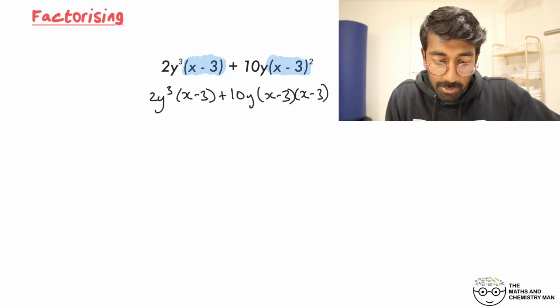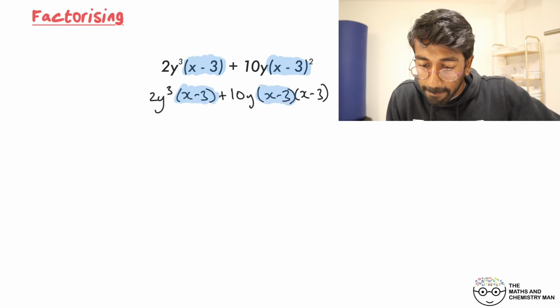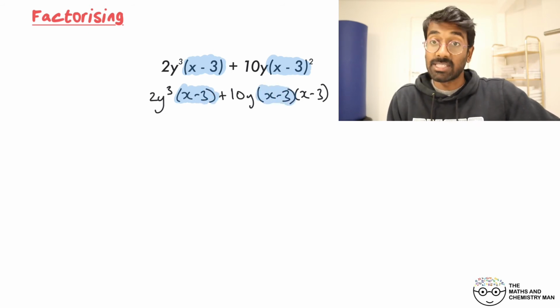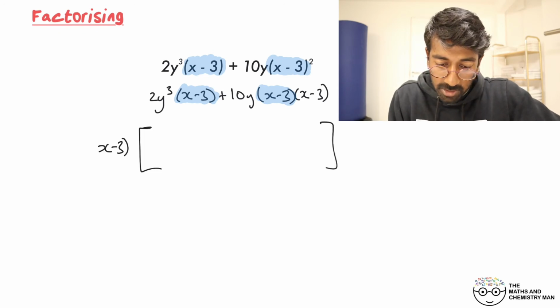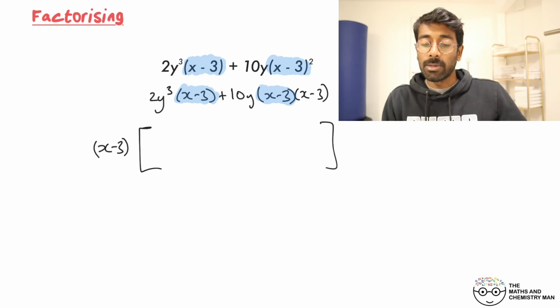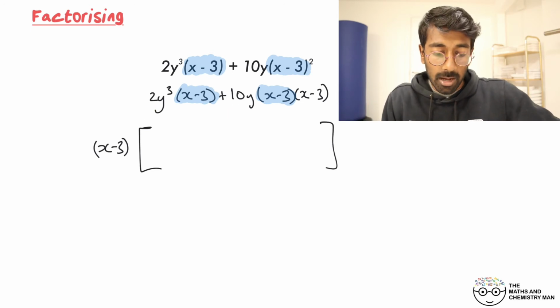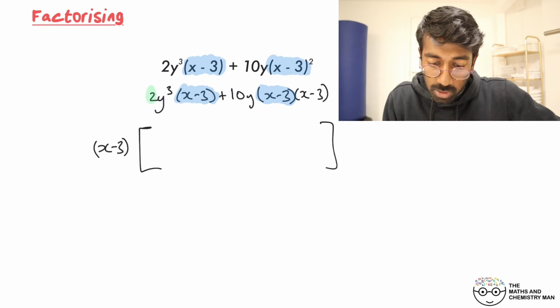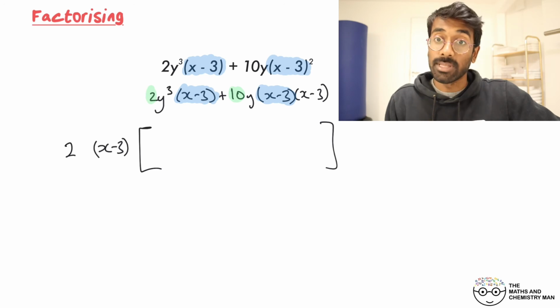So you can see there that the bracket in common is the x minus 3. So what I'm going to do is take that outside of my square bracket for sure. So let's put an x minus 3 there. But then we've got to remember that we've got other things involved as well, like we've got a 2 and a 10. So what's the greatest factor between this 2 and 10? Well, it's going to be 2. So we also need to take a 2 on the outside.